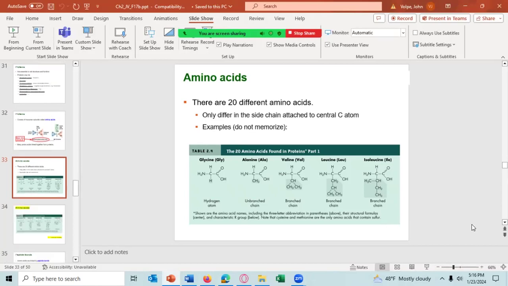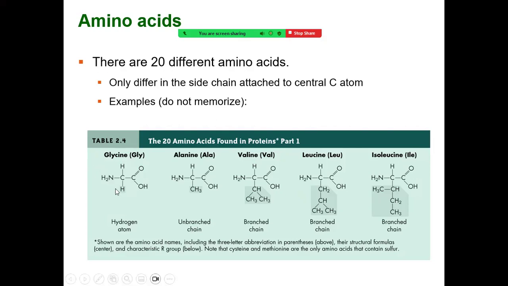Here are some of the different R groups. You don't need to know these R groups. I'm just trying to show you that each amino acid will have a different R group. So there are 20 different amino acids, at least in humans. So there will be 20 different R groups, one for each amino acid. The simplest R group is simply hydrogen, which we see on glycine right here.